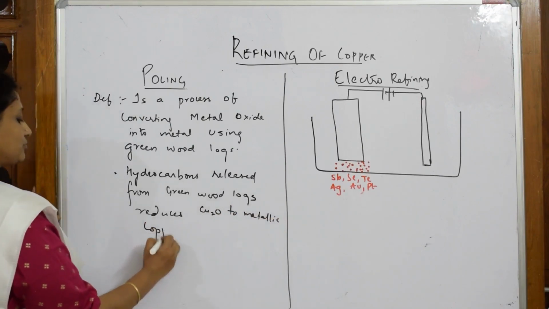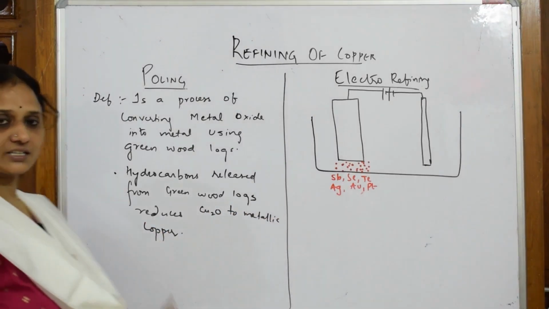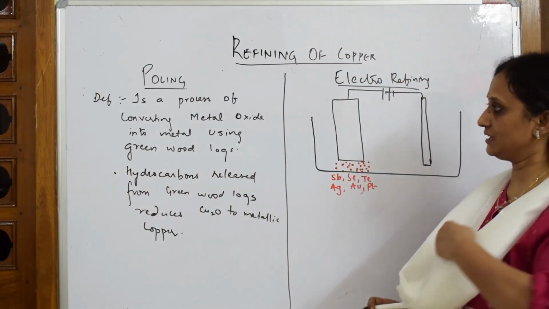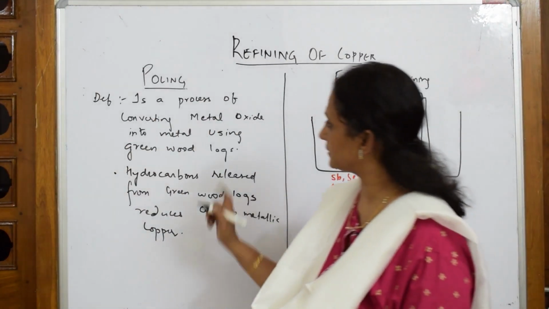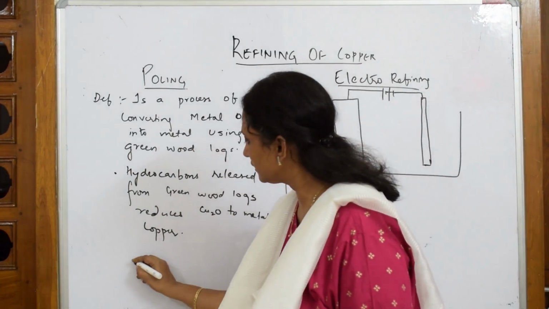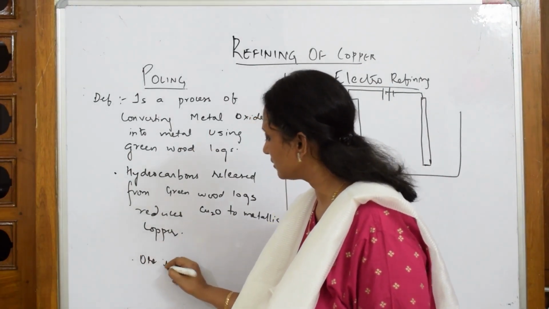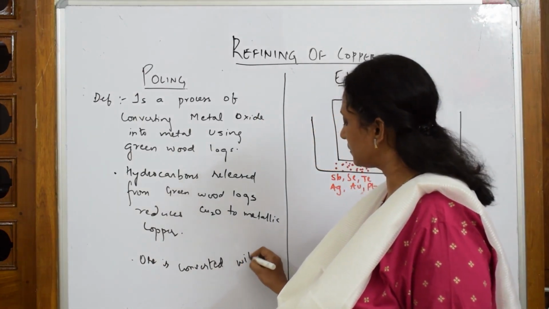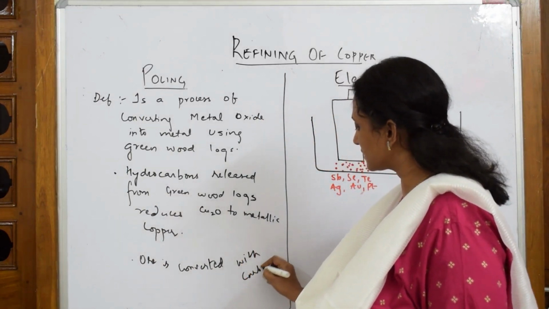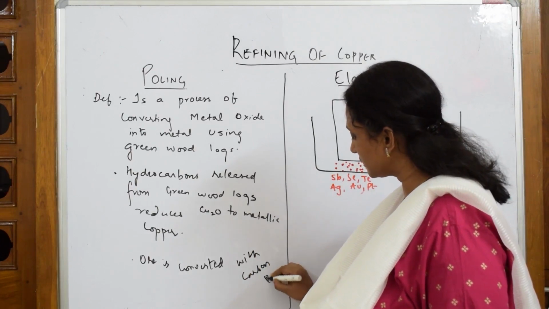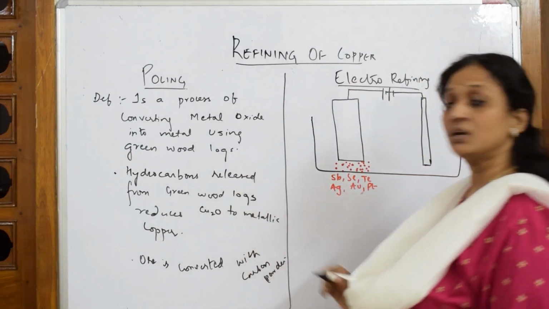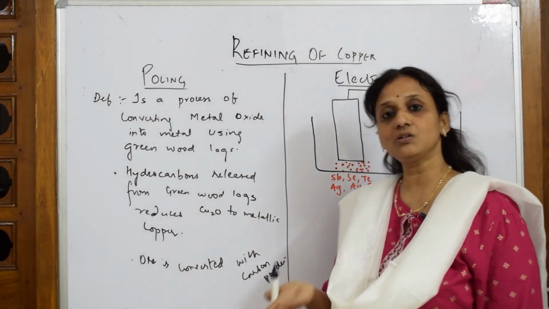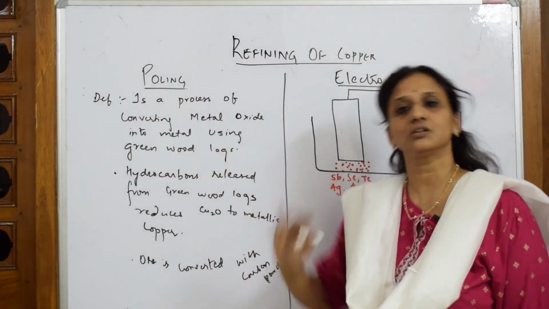That's it. So when you're writing this, it is understood that you have understood the concept. Done. So after this, you can also write, ore is covered with carbon powder. This is important because this also acts as a reducing agent. Done. Now this is your poling process, because they are placed on the wooden logs and poles, that is why it's called poling.